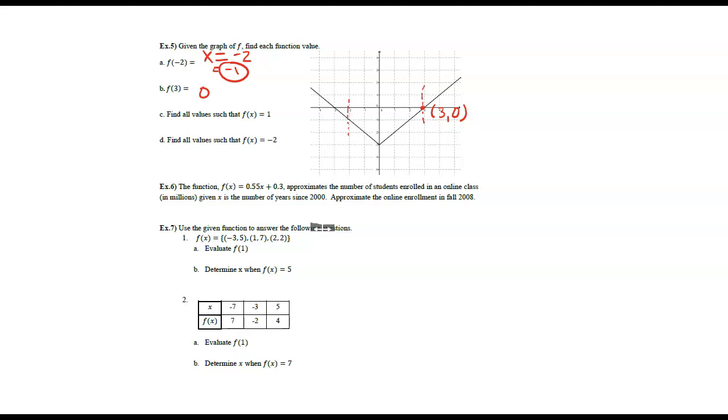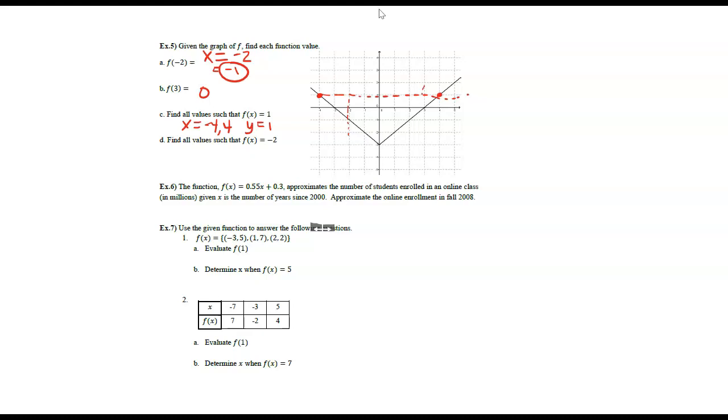Okay, C, find all values such that f of x equals 1. If it's hard for you to remember, just put in y equals 1. So where y equals 1, we want to find the x values. We can even draw the line all the way across. So where y equals 1, we are going to have x equals -4 and also x equals 4.